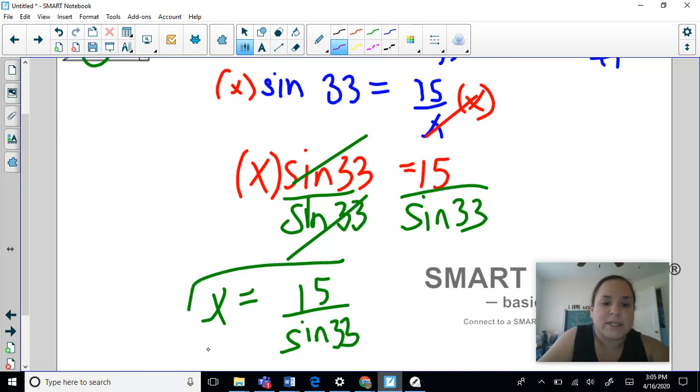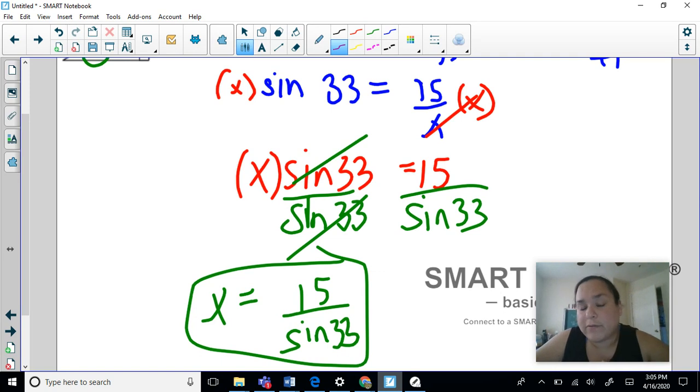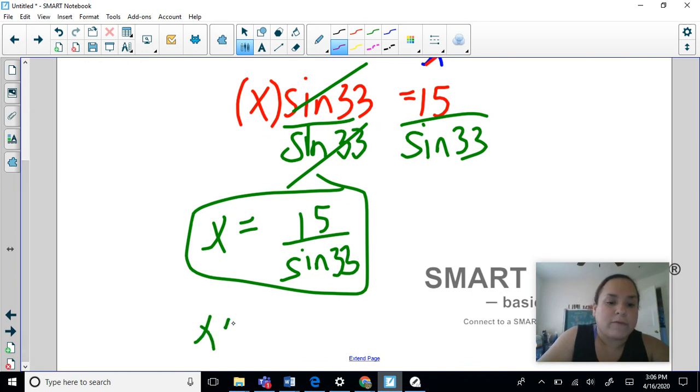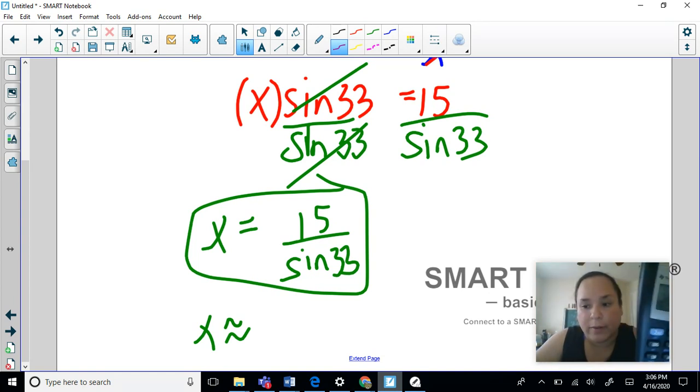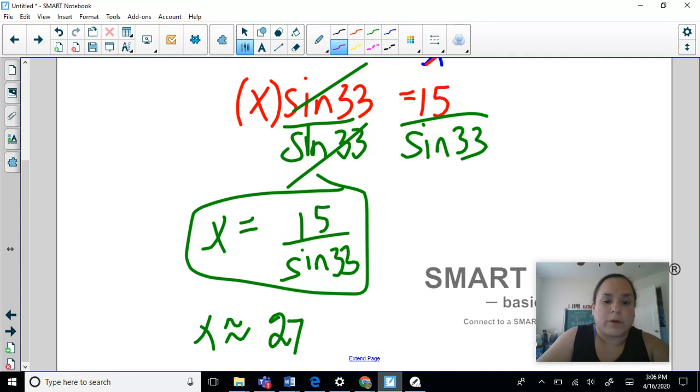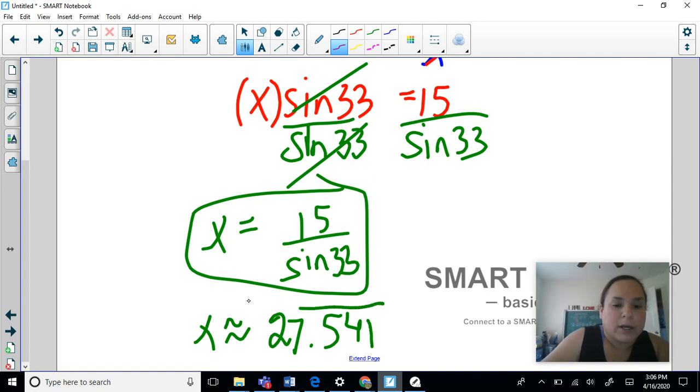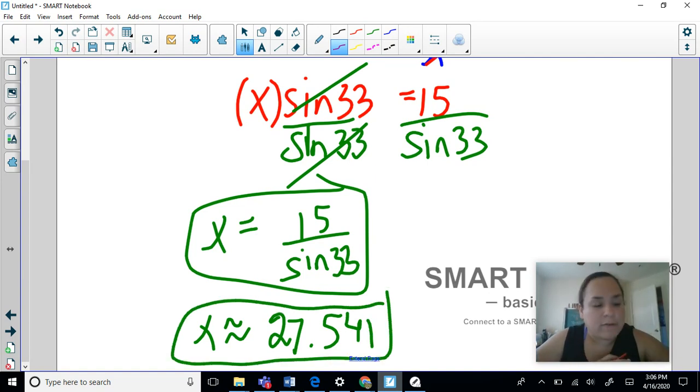Now, like I said before, this is the actual answer. And so if you have no calculator, you can go ahead and leave it like that, okay? But if you do have a calculator, you want to know what value that actually is, and you divide 15 by sine of 33, this is what you're going to get: 27.541. And remember, we're truncating, so 27.541. If you rounded that, it would be 27.541 as well, because there is a 1 after the 4, okay?